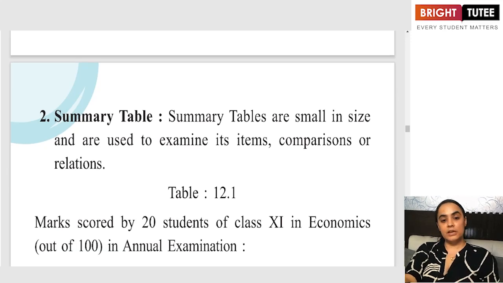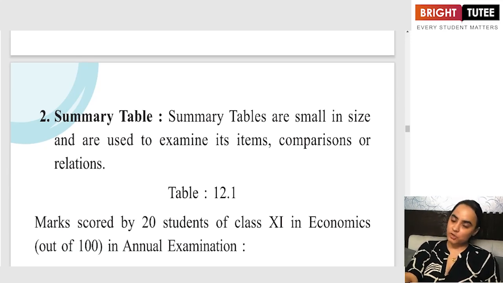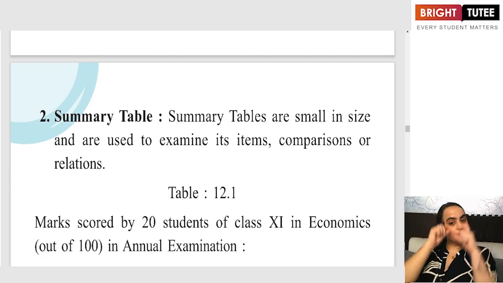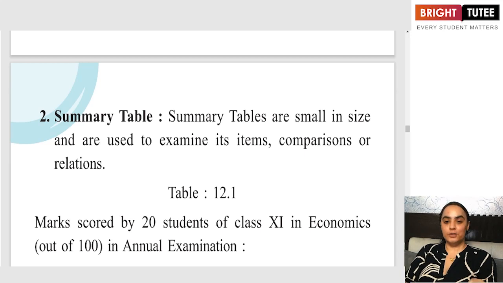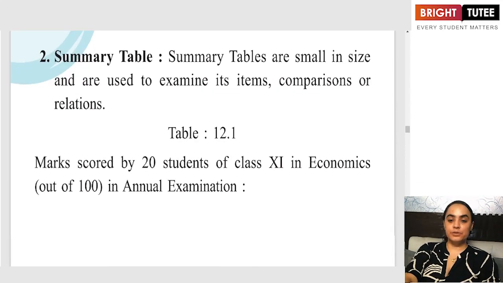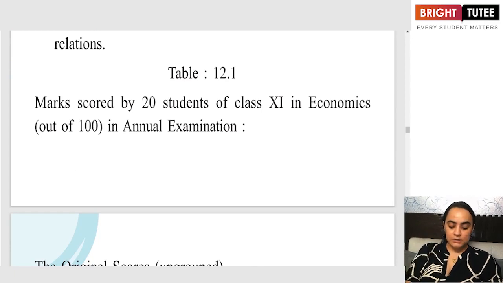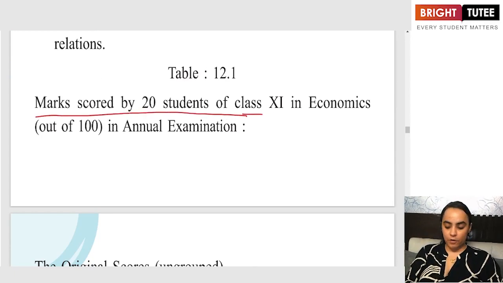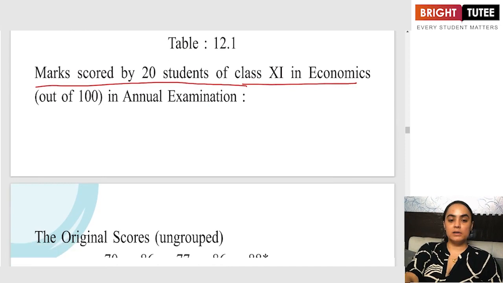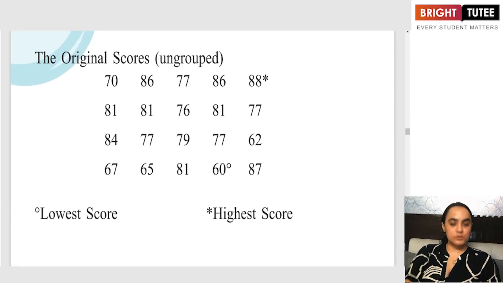The second type of table is a summary table, as the name suggests. Summary tables are small in size and they are used to compare things or to establish a relationship between them. For example, as you can see, marks scored by 20 students of class 11th in economics out of 100. So there is an annual exam, maximum marks is 100, class 11, and 20 students, their marks are given to you. These were their original scores.